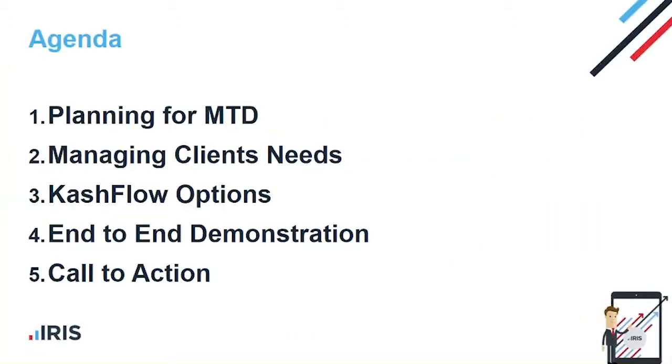So what we're going to have a look at is planning for MTD, so how to identify your clients and what we're suggesting and what the firms we're working with are suggesting they're doing. How to manage clients' needs and identify exactly how you're going to work with them and which systems you need in place to work with which clients, and the cash flow options that go along with that, the various packages that we've got to suit those various client needs.